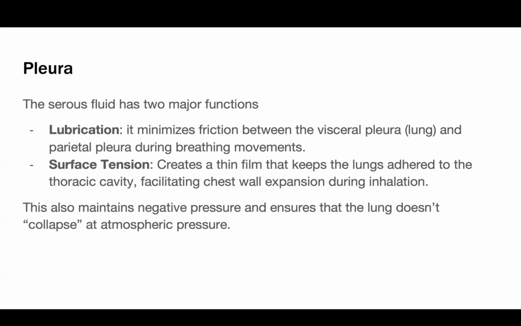The thin fluid film that I mentioned earlier creates a cohesive force that keeps the visceral pleura and the parietal pleura stuck together. It's kind of like getting a shower curtain wet and slapping it on the side of the wall to make sure it doesn't slip out. Same idea. This means that when the chest wall expands, the lung is pulled outward with it. Despite having no bony attachment to the chest wall, surface tension makes this possible.